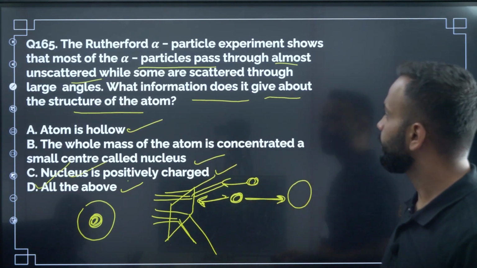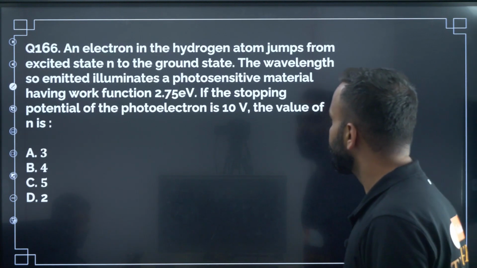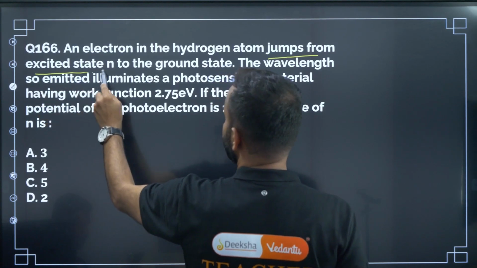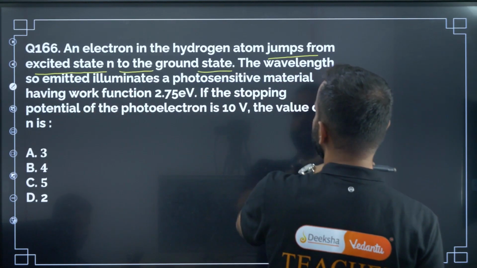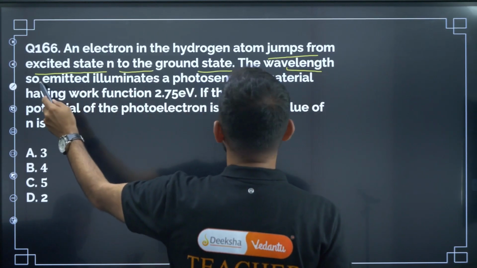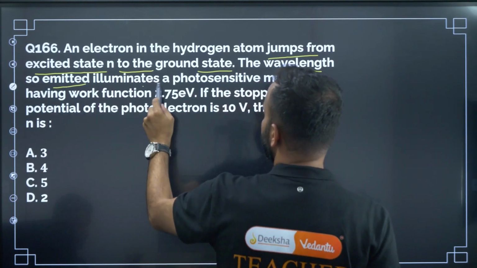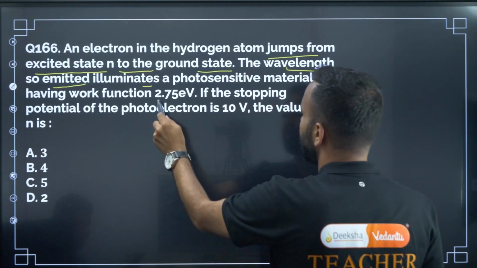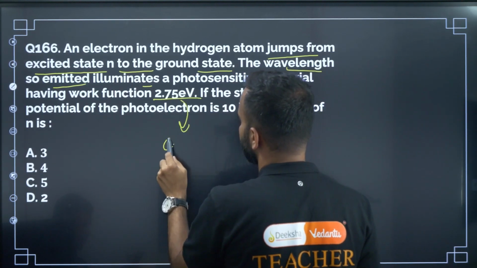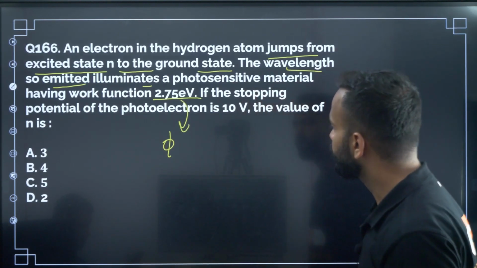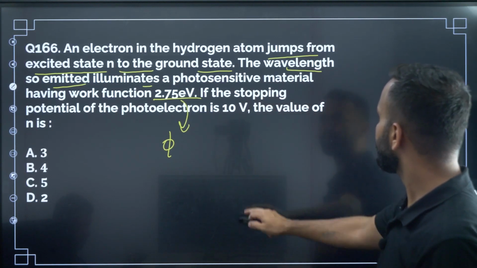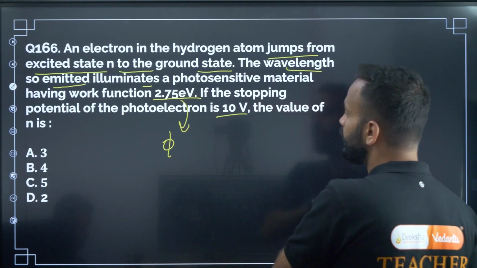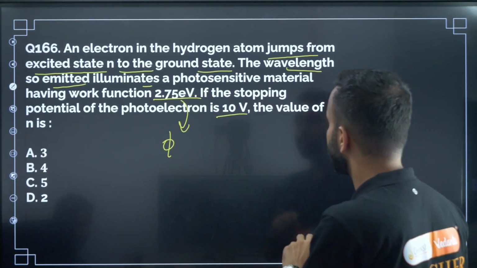Next question, 166. An electron in the hydrogen atom jumps from excited state n to the ground state. The wavelength so emitted illuminates a photosensitive material having work function phi of 2.75 electron volt. If the stopping potential of the photoelectron is 10 volt, the value of n is?